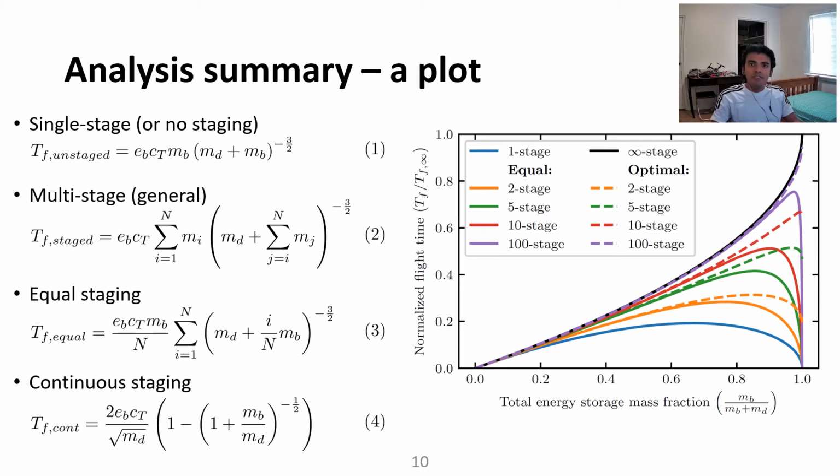The solid blue line shows the flight time of an unstaged or single stage case. We then have several solid lines representing equally staged case, that is, each of the stages weighs the total energy mass divided by the number of stages, as shown by equation 3. The solid black line shows flight times for the continuously staged case, the formula for which is given by equation 4. Lastly, we have dashed lines showing the flight times for the optimally partitioned case for different number of stages. We can clearly see that the optimal partitioned case always performs better than the equally staged case. Moreover, the flight time increases monotonically in the number of stages for both equally staged case and optimally partitioned case.